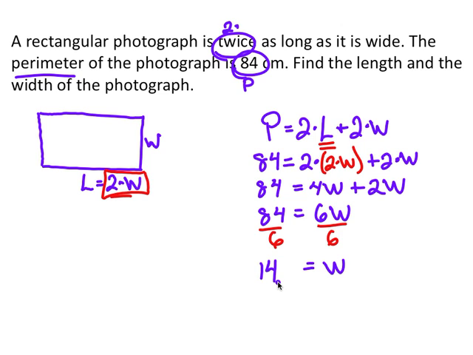We're supposed to find the length and the width. There's our width. But to get the length, we just need to plug that in. We need to multiply the width times 2. So our length equals 2 times 14, which means the length is 28. Now remember, on your word problems, you need to put the units with them. So this was measured in centimeters, so both of these need to be 28 centimeters and 14 centimeters.